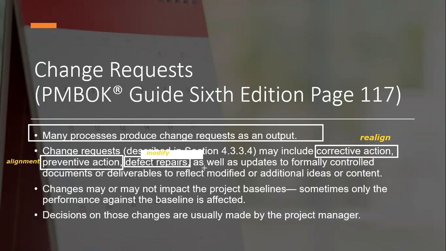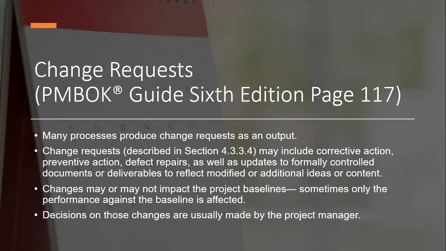And then it says updates. What do we mean by updates? Changes to formally controlled documents. You see that word there, formally controlled document, or deliverables to reflect modified, watch this, or additional ideas or content. See that? So when you're taking a look at change requests, we could be talking about corrective action to correct something that is happening now, need to realign. Preventive action, the act of aligning the project in the first place. This, of course, comes before there's any cause for corrective action or defect repair. Then we have defect repair itself, which means there's an error, there's a defect, there's something you need to fix or modify. And lastly, updates. Updates, changes to formally controlled project documents and plans and so on.